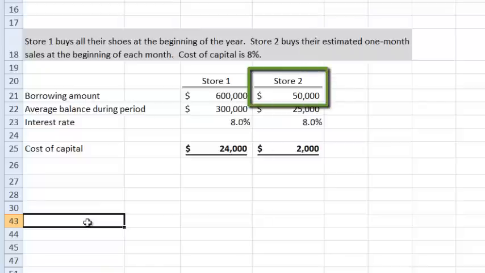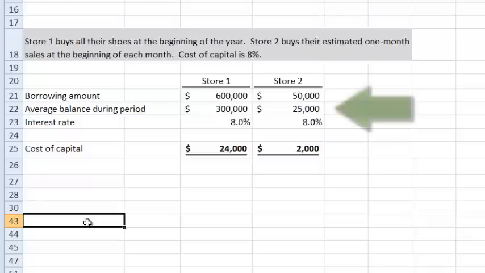Store 2 has to only borrow $50,000. That's 1,000 pairs of shoes at the $50. So store 1 is going to have to borrow 12 times the amount of money that store 2 is going to have to borrow in order to subsidize its inventory. Well, let's calculate their cost of capital, and since we want to do a quick and dirty calculation for the year, we want to find the average balance owed during the year or during the month. So store 1, if they start with a debt of $600,000 and assuming they pay that down evenly throughout the year, they'll have an average balance due of $300,000.